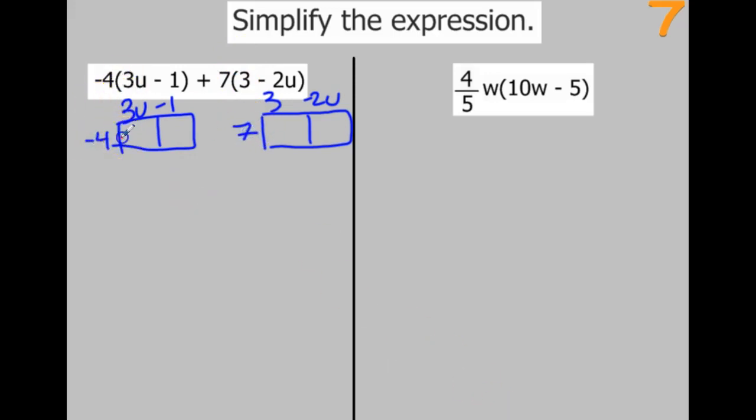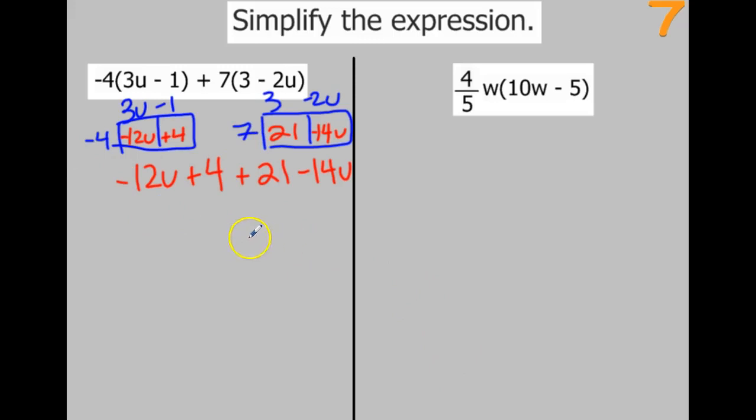4 times 3 is 12, and it's negative with the u. Again, 2 negatives make a positive, and it's 4. So negative 12u plus 4. 7 times 3 is 21, so plus 21. And 7 times negative 2 is negative 14 with the u.